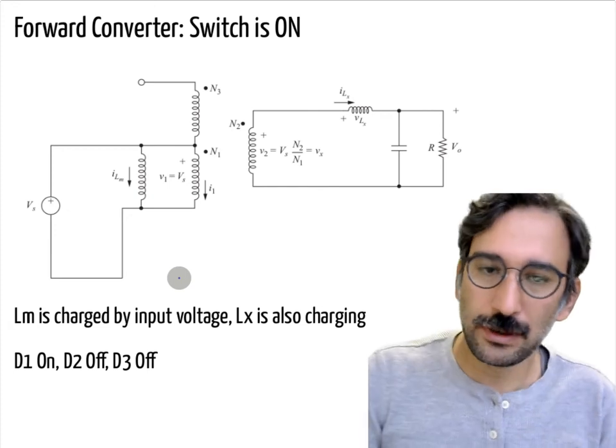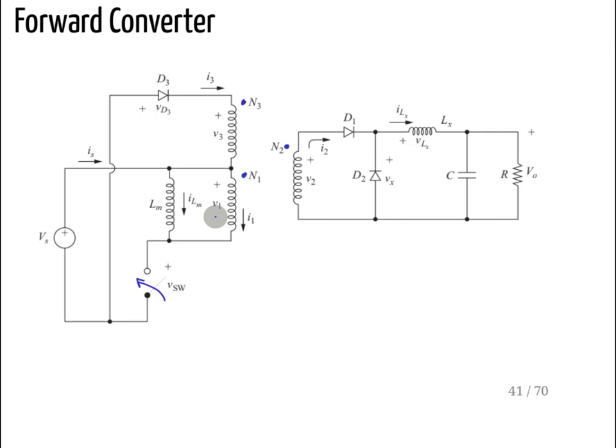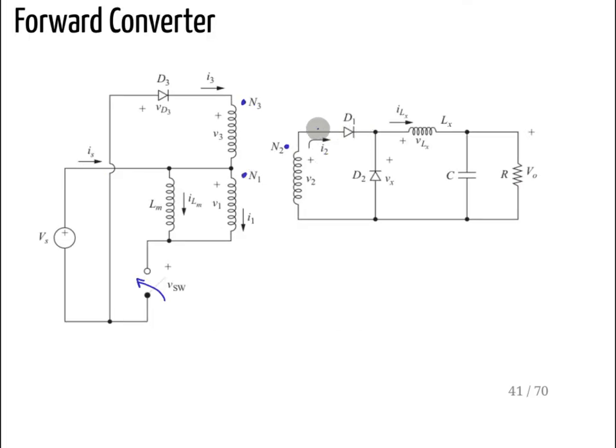So here we have the switch on. Now my source voltage is charging LM, but I am also sending some current here. Depending on your turns ratio, this is your I1, and you have your secondary current coming out of the main output winding of the transformer.